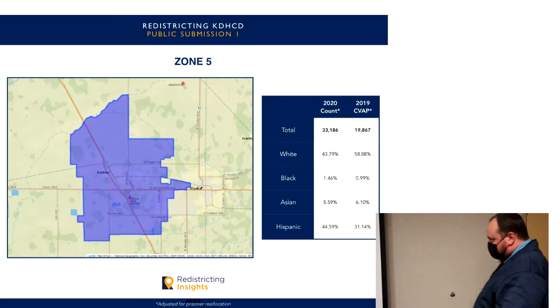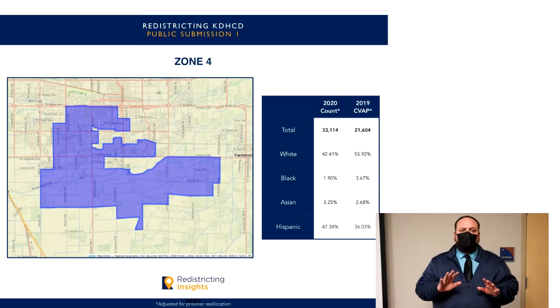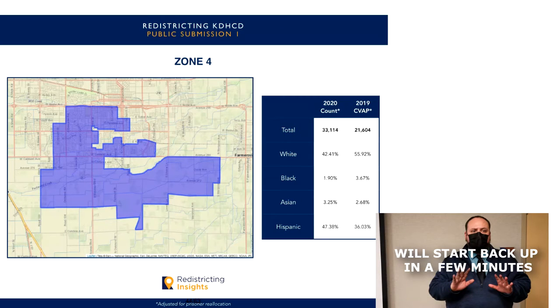We come here to this Southern District, District 4, negative 0.01% under, 36.03% Hispanic CVAP. And you can see this takes in that central southern area of Visalia.